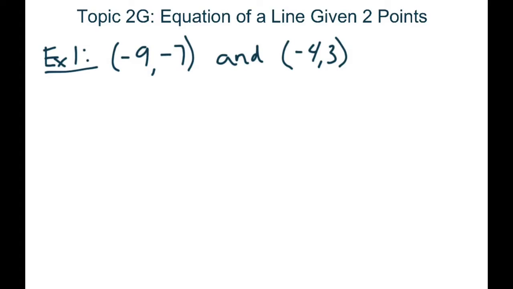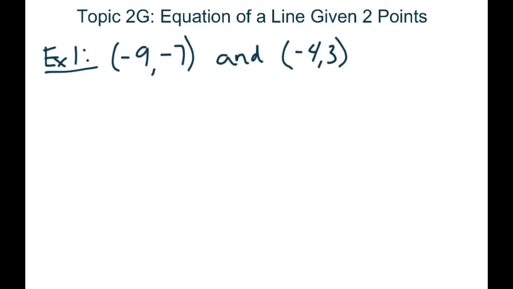All right, so today we're going to talk about topic 2G, which is writing the equation of a line given 2 points. This is going to be just a little bit different than topic 2F, where we talked about the equation given a line and the slope. So just keep that in mind here, but it's going to be very similar. We're just going to have to do one more step.